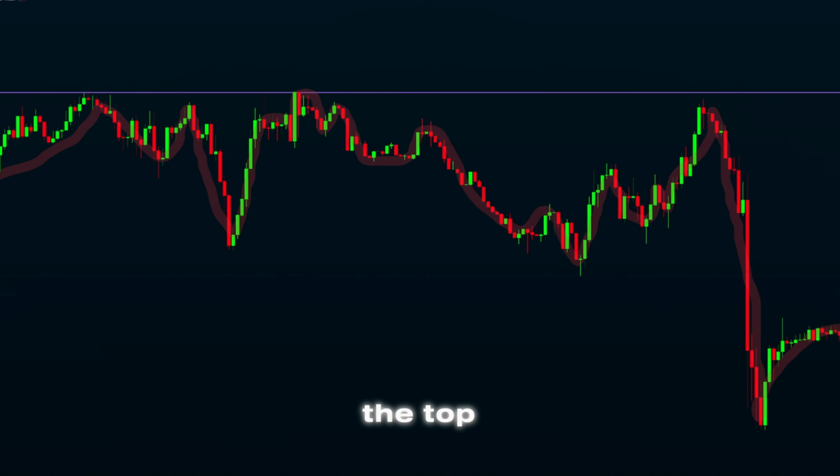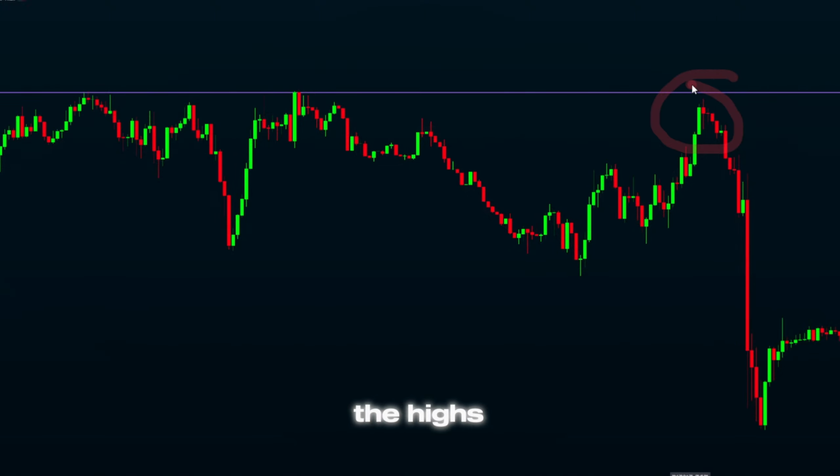Traders chase the top. Institutions trap by pushing equal highs to load shorts, exhausting buyers. Small traders go long the highs. Big money sells the trap for the dump.